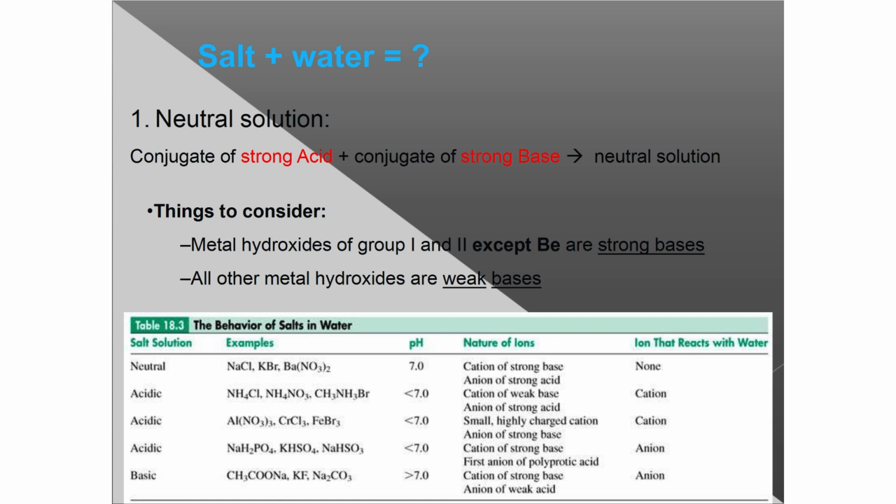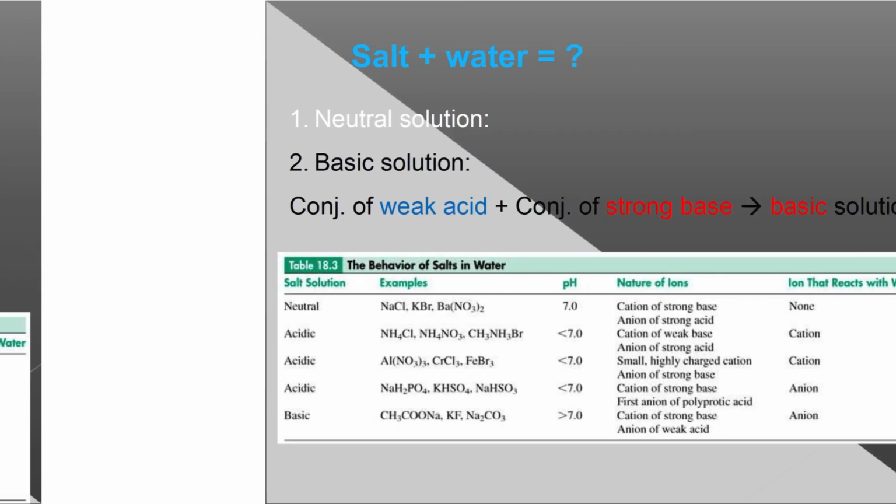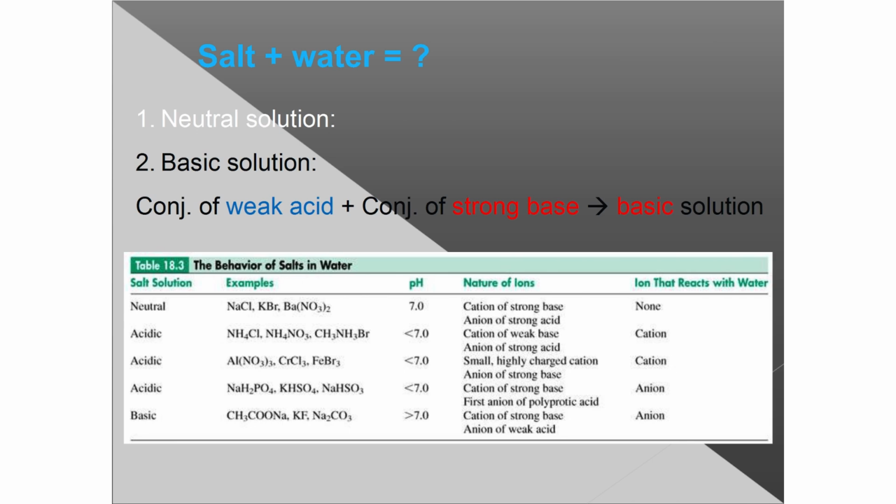For neutral solutions, salts like sodium chloride and potassium bromide are examples. For acidic solutions, we see ammonium chloride, aluminum nitrate, and sodium dihydrogen phosphate, among others. For basic solutions, we have sodium acetate and potassium fluoride. Now let's look at the second outcome, a basic solution. This happens when you have the conjugate of a weak acid and the conjugate of a strong base.